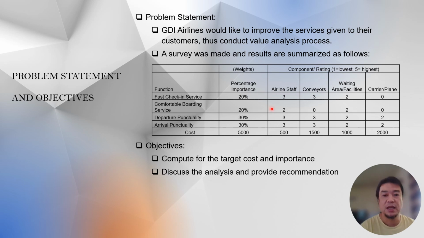In terms of functions, the percentage importance shows 20% for the fast check-in service, comfortable boarding service, departure punctuality, which is 30%, and arrival punctuality, which is 30%. Now, what's the objective? The objective is to compute the target cost and target importance based on this survey data. Upon computing the target cost and importance, discuss the analysis and provide recommendations to GDI airlines.